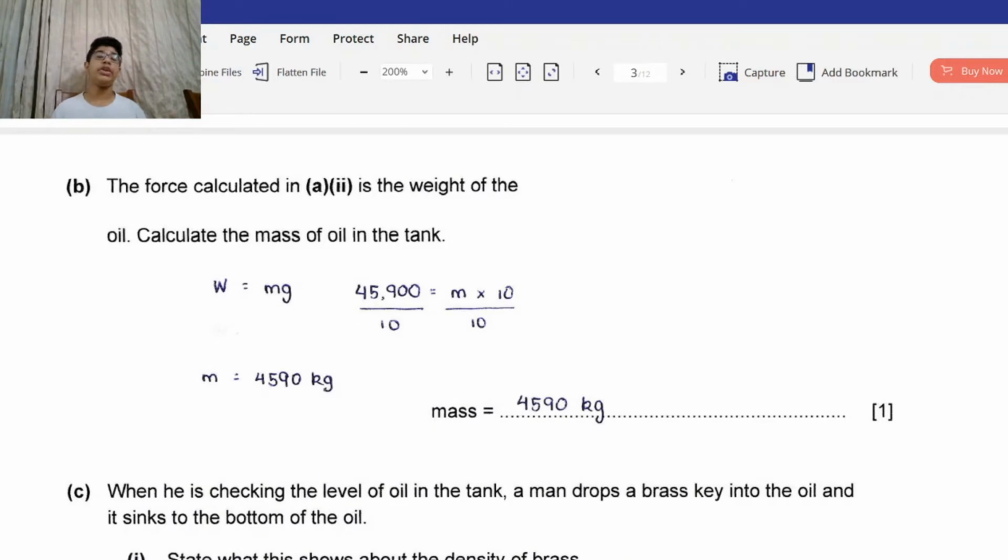Part B, the force calculated in Part A, Roman 2, is the weight of the oil. Calculate the mass of oil in the tank. So, what is weight? Weight is basically mass multiplied by the gravitational strength, so mg. The gravitational strength in this case is 10. The weight is 45,900, given to us by the question. So 45,900 is equal to the mass multiplied by 10. We isolate m by dividing both sides by 10, which gives us mass is equal to 4,590 kilograms.